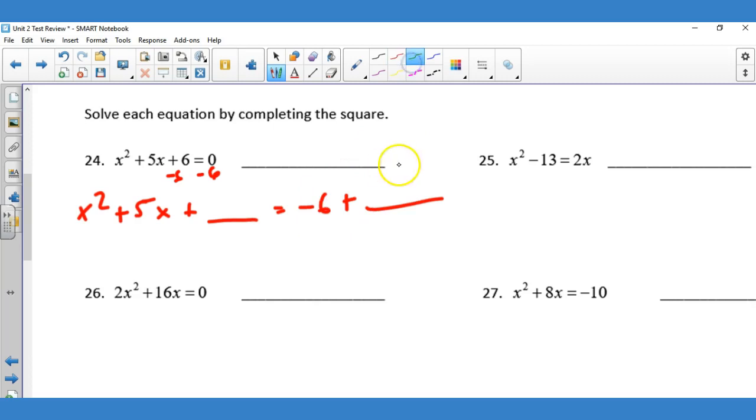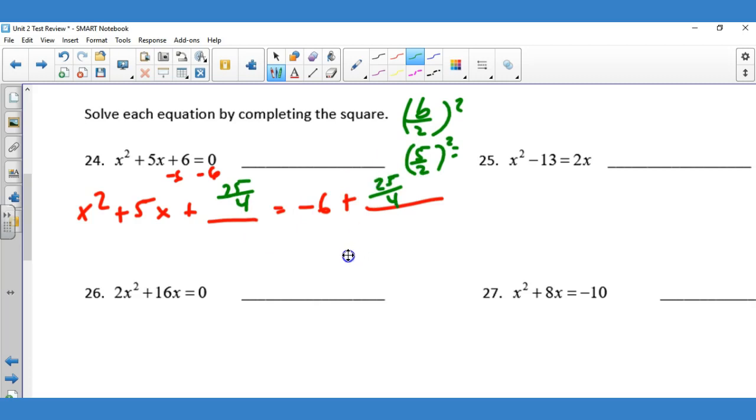So now we're going to complete this square. How we do that is we take b and divide it by 2. Remember that? So right here we have 5 divided by 2. We're going to square that, and when we do, we get 25 over 4. 5 divided by 2 is still 5 over 2, so we're going to do that.